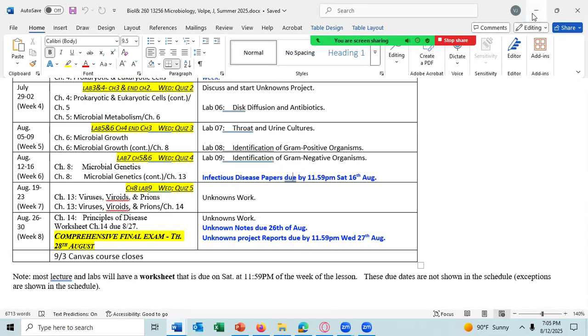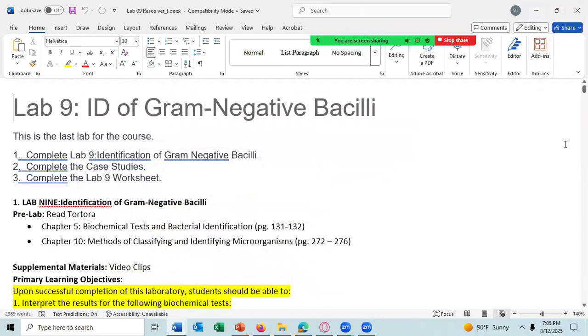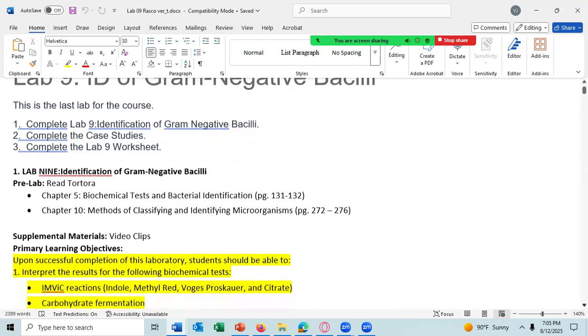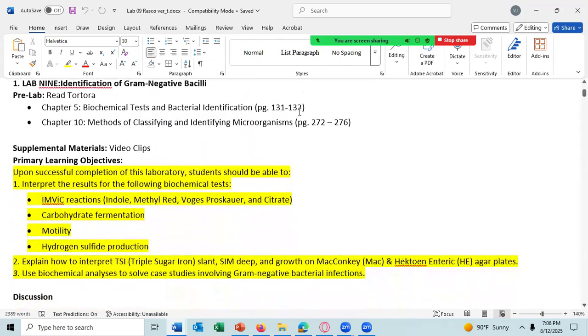All right. Lab 9, ID or identification of gram-negative bacilli. You need to complete Lab 9, complete the case studies, and complete the Lab 9 worksheet. There is some reading for this lab, but not very much. You should read pages 131 and 132 in chapter 5, biochemical tests and bacterial identification, and then chapter 10, methods of classifying and identifying microorganisms, only 4 pages, pages 272 to 276. In today's lab, there will be some video clips.